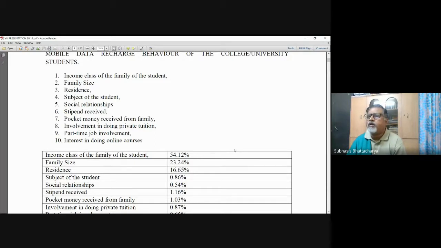And the involvement of the students in doing private tuitions, because some PG students or some college students are doing private tuitions, and that is an important factor. And there may be some options like part-time job involvement, and the last one is interest in doing online courses, for example, the courses of Swayam or MOOCs. So these are the 10 variables identified considering the data recharge behavior.